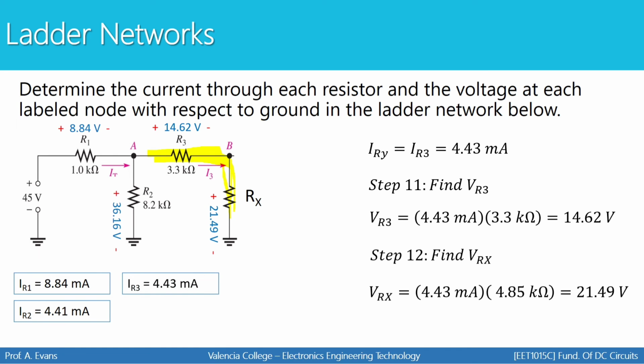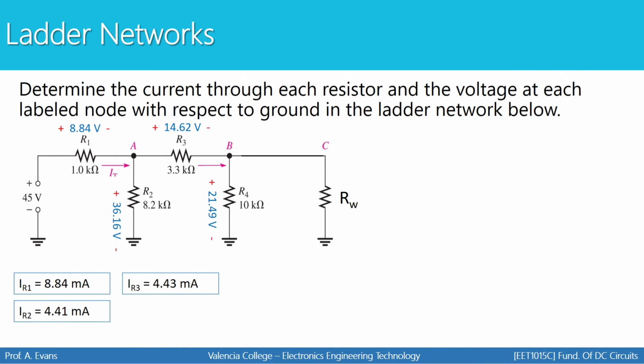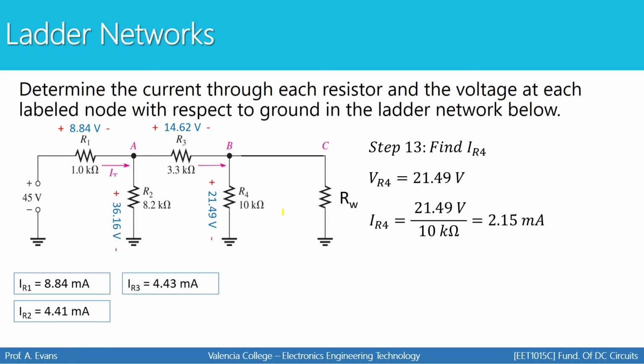I'm going to remove Rx. So here's Rx. I'm going to remove Rx. Rx was the combination of R4 and Rw. The voltage across Rx is the voltage across what Rx replaced, which is these two resistors. Therefore, I now know the voltage for R4. The voltage for R4 has to be the same as the voltage for Rx. And if I know the voltage, I can now find the current for R4 using Ohm's Law. There's my current for R4.